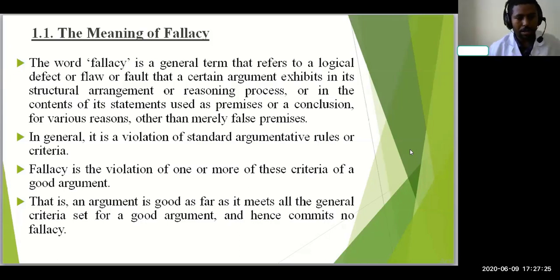So an argument is good as far as it meets all those set criteria of good argument. If they are fulfilled, fallacy has not been committed. If there is the structural principle, if there is the reputable principle, if there is relevancy, we cannot say that fallacy has been committed. Fallacy is committed when these principles are violated.